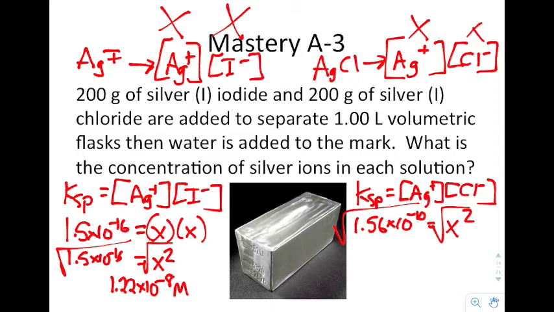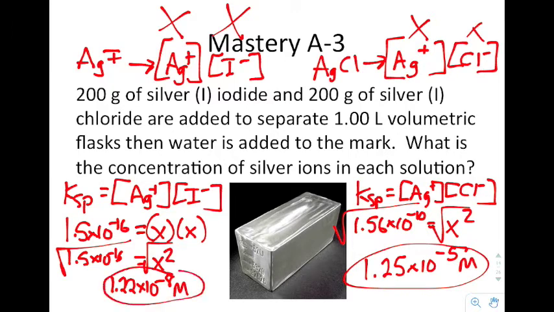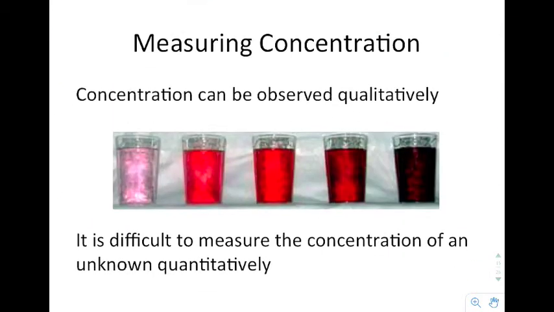But if you were to look at the other one, silver chloride, it's 1.25 times 10 to the minus 5th molarity. Now that may not seem like a huge difference because they're both very small, but you can get about 1,000 times more silver chloride in solution than you can silver iodide. All right, now it says measuring the concentration. Whenever you're measuring the concentration, it's easy to do it qualitatively if you can look at the color of the solution. You can clearly say that this one is much more concentrated than this one, and you would say that this one is considered to be the dilute solution.